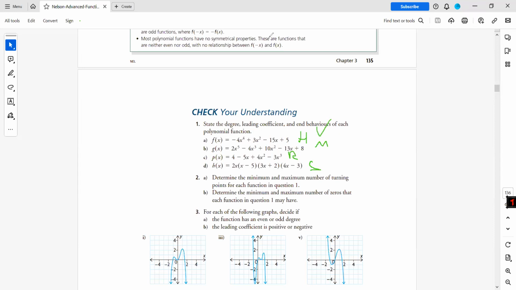Check mark. I can do it like this. Okay. B is for Muhammad. Degree is 5, yes. Leading coefficient is 10. Sorry, Muhammad, why do you think that the leading coefficient is 10?